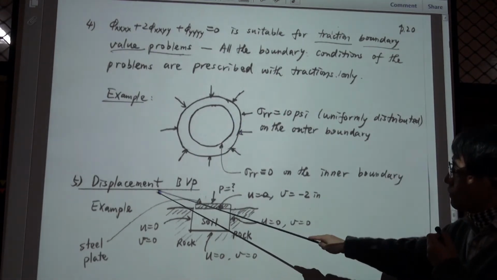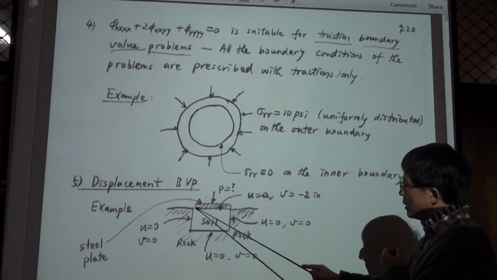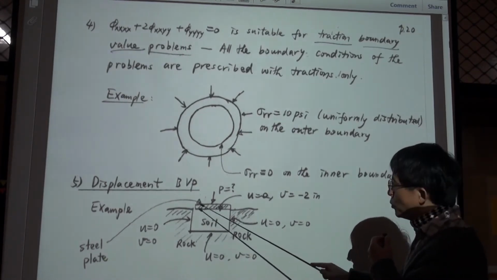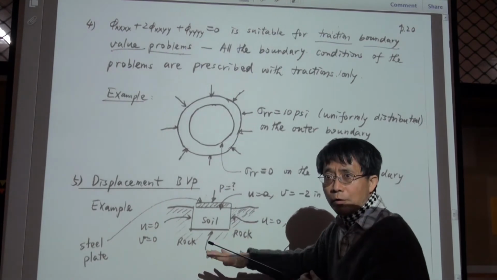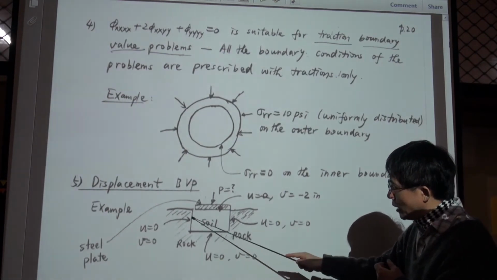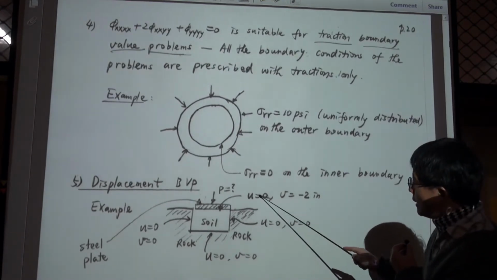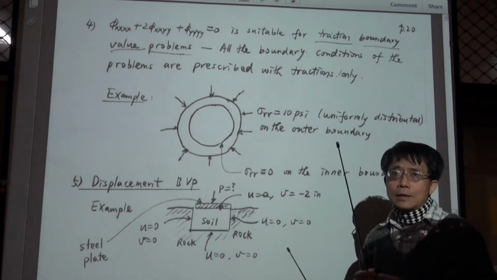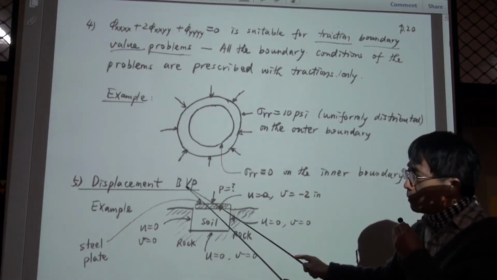Now, let us look at this type of situation. For example, all the boundary here, see, this is the rock, and this is the soil in the middle. You put a steel plate on the top and then compress it, okay, for soil consolidation. Now, here the displacements are zero, zero, zero. And here, displacement u equals zero, but v equals minus two. See, all these boundaries are described by displacement. So they are called the displacement boundary value problem.